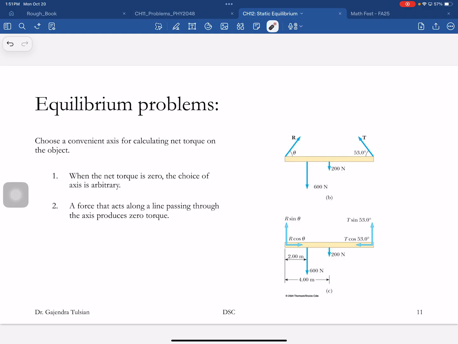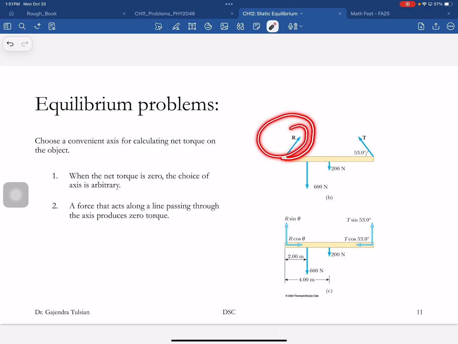So here's the trick that you need to remember. Let's say we are doing this problem, and they ask you to find the tension, and they don't ask you to find this reaction force. So what do you do? You calculate the torque about that point.